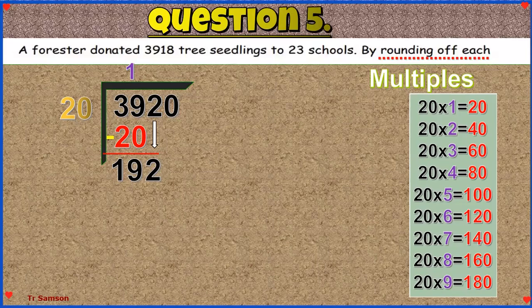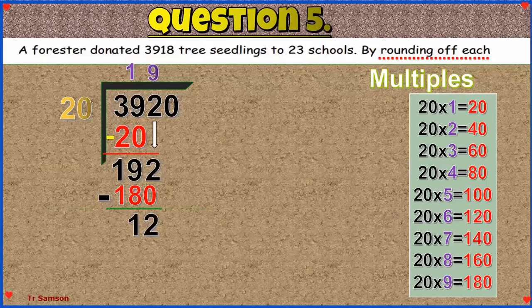So 192 being shared by 20. Which multiple is near 192? Definitely it is 180. Can you see it actually? Yeah, 180. So it means 20 times 9 gives us 180. So now share. That means now subtract. Take away. So when you take away, you get 12.